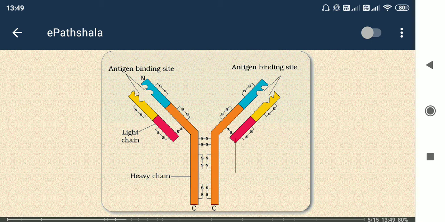The remaining part is known as the constant region, because that is not changing. The antigen binding site is changeable. And if the antigen binding site is changeable, it means which type of antigen will bind to that location is specific, or varies from one antibody to another antibody, right? Okay, that's why the antigen binding site is changeable. The structure can change.